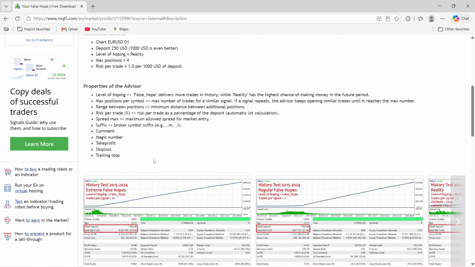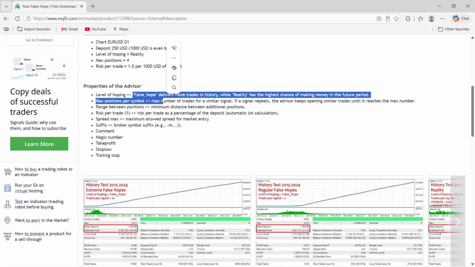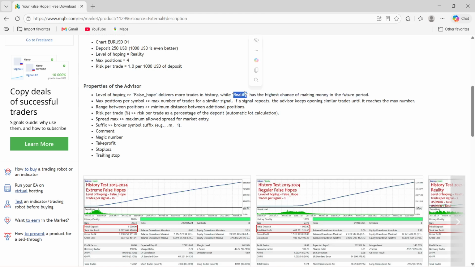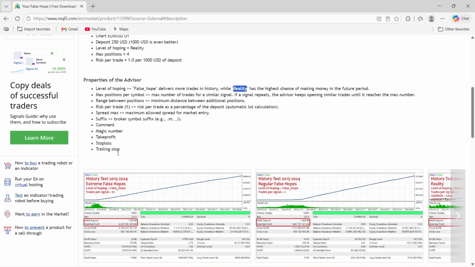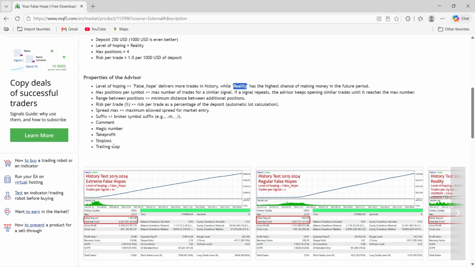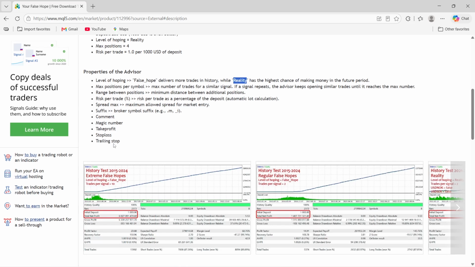All right. The unique twist with this EA is that it has two models: false hope, as you can see, and reality, as you can see over here. In false hope mode, the EA is designed to produce exactly what a lot of retail traders love to see: a gorgeous backtest equity curve. The seller openly says this model will generate lots of trades, high profits, and low drawdown on historical data. It's the kind of chart that makes people think they found the holy grail.